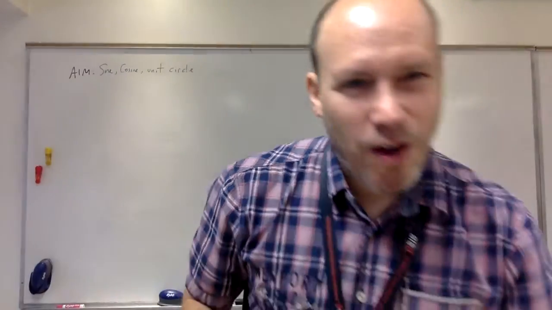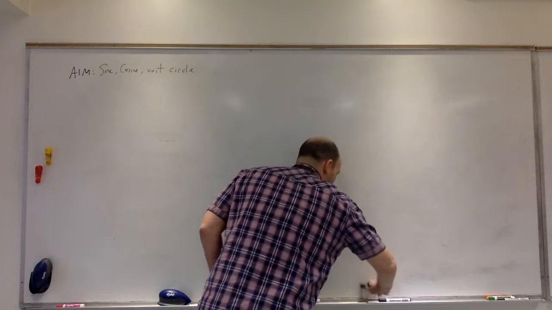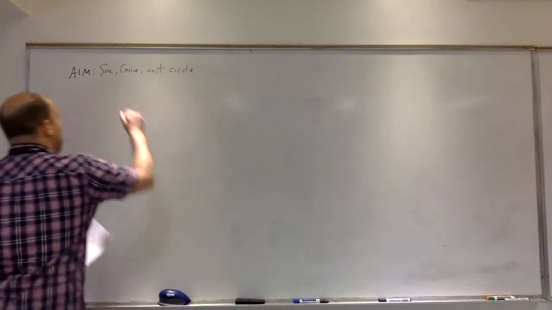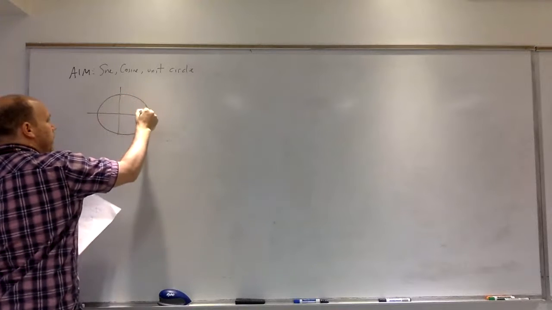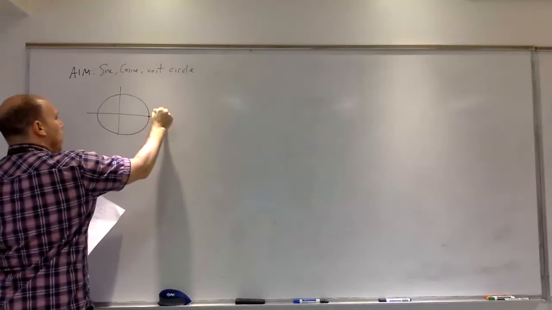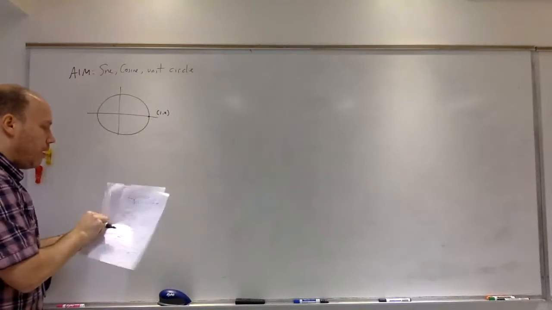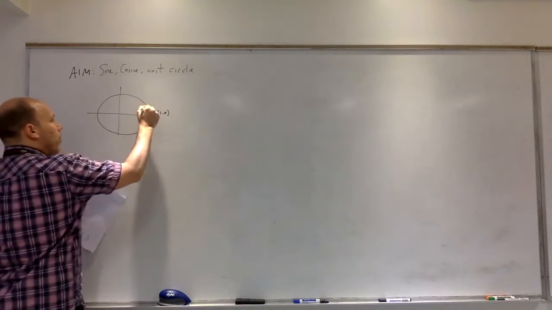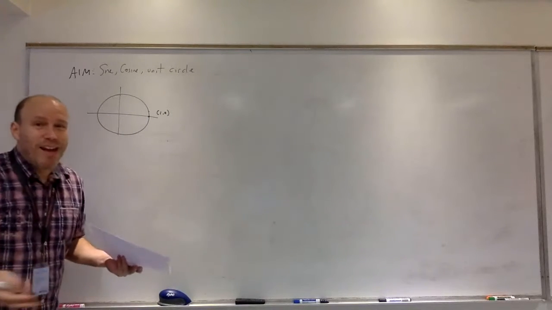Okay, let's talk about sine, cosine, and the unit circle. The unit circle is a circle with a radius of 1. The idea is that we're going to take a point on the circle and move it around, and define sine, cosine, and tangent.